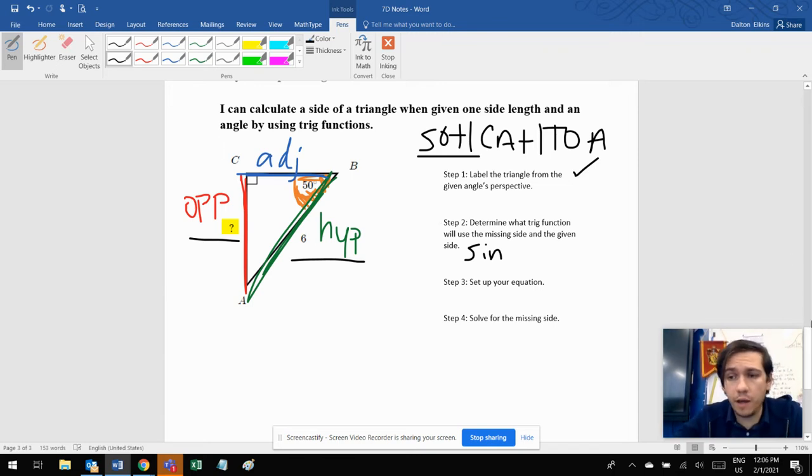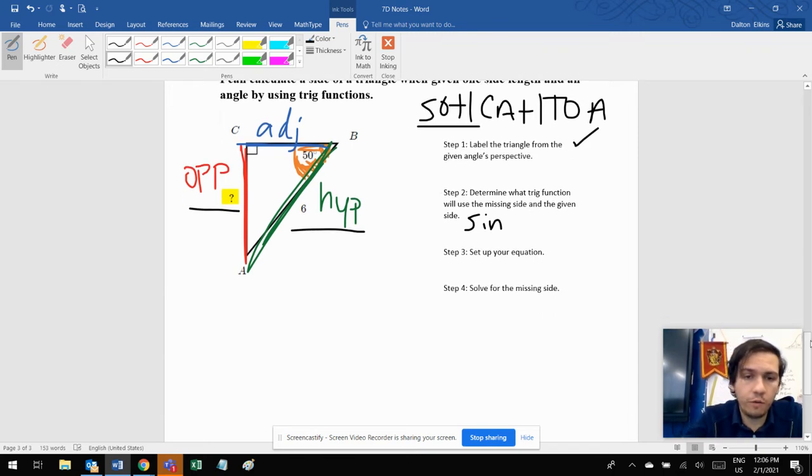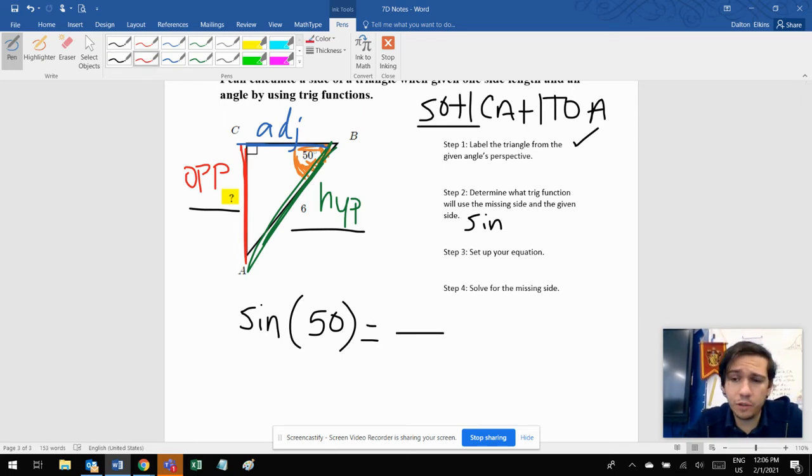I'm going to use the sine function here. And now I want to set up my equation. So I'm going to write sine of 50, right? Because we actually know this angle. We know it's 50 degrees. And that's going to be equal to the opposite side, which we don't know, over the hypotenuse, which we do know, which is 6.